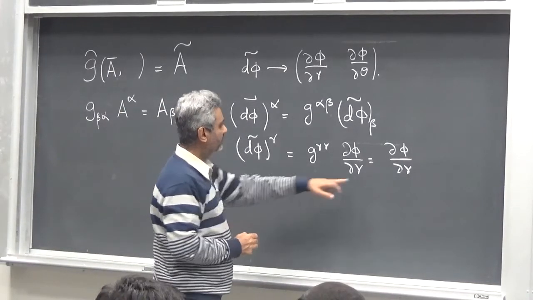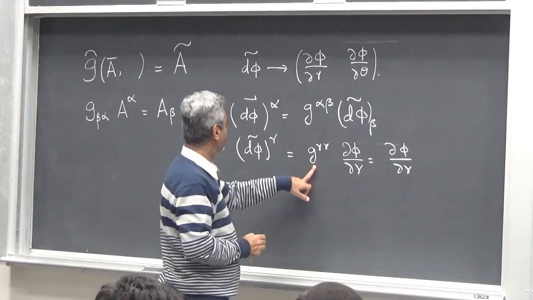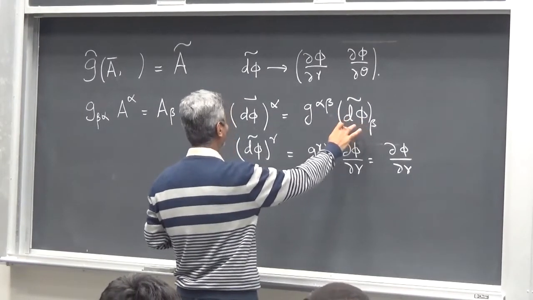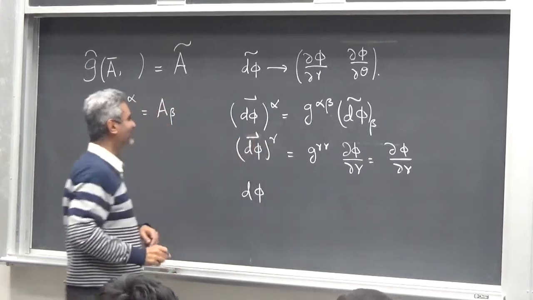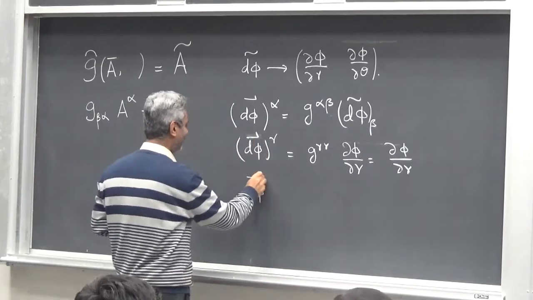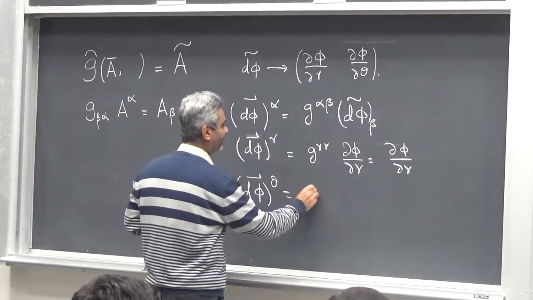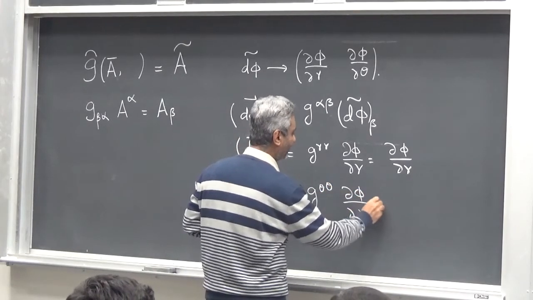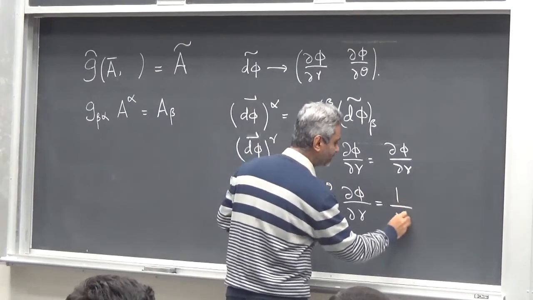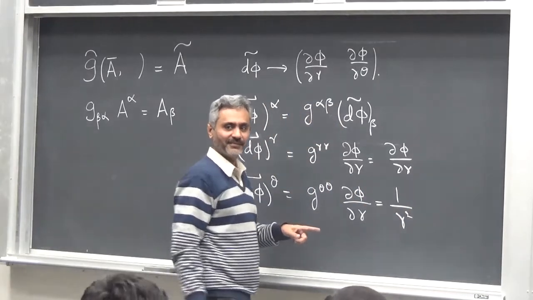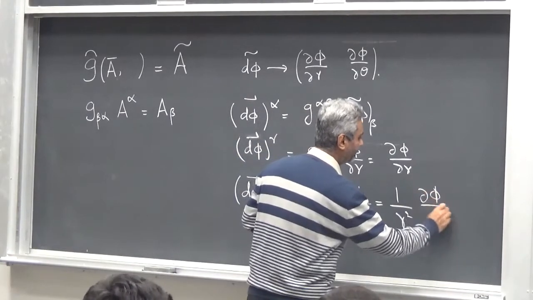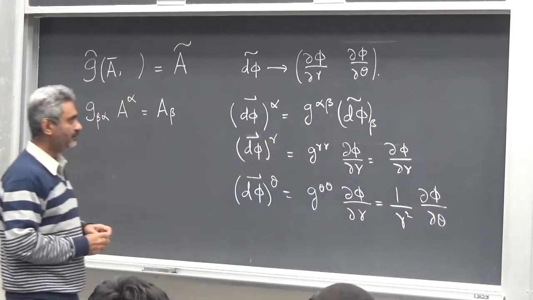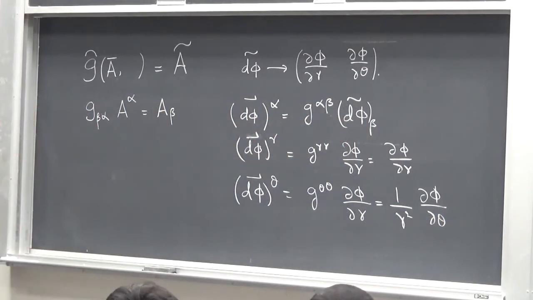You put a tilde on d. And the theta component is g theta theta times partial phi by partial theta. And now you see where this 1 over r squared comes from. There's a 1 over r squared in your vector. Right?